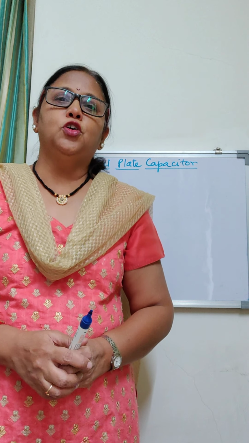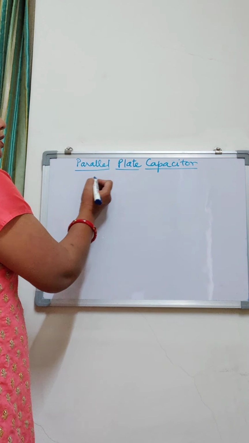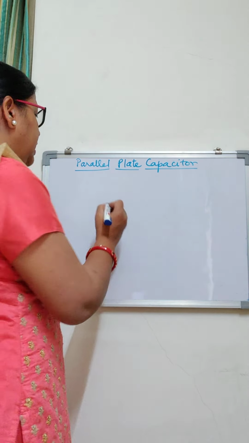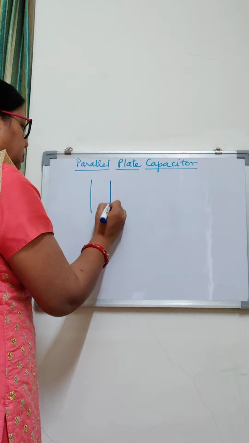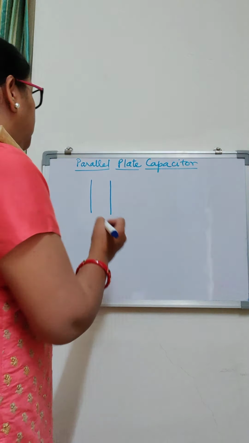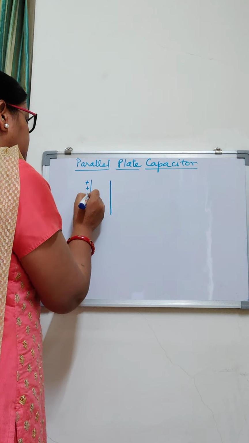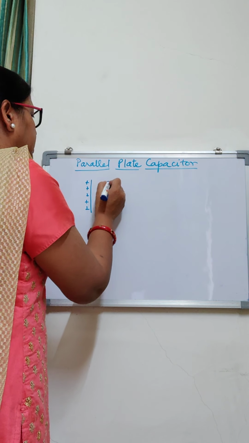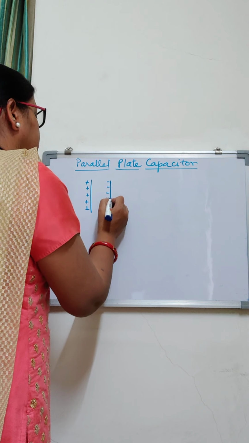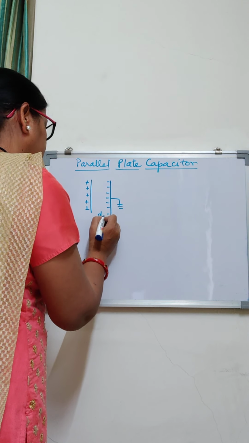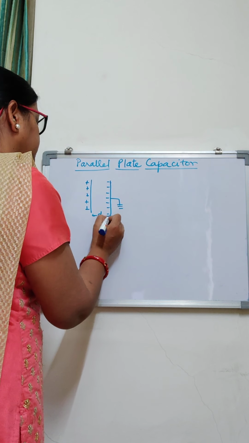Now, the next topic which comes under capacitor is the formula of capacity of a parallel plate capacitor. As you know, a capacitor is a device which stores charge. So, let us study the formula of capacitance of a parallel plate capacitor. A parallel plate capacitor has two conducting plates. One has the positive charge and the other has the negative charge. One plate is connected to earth and the distance between them is written as d.